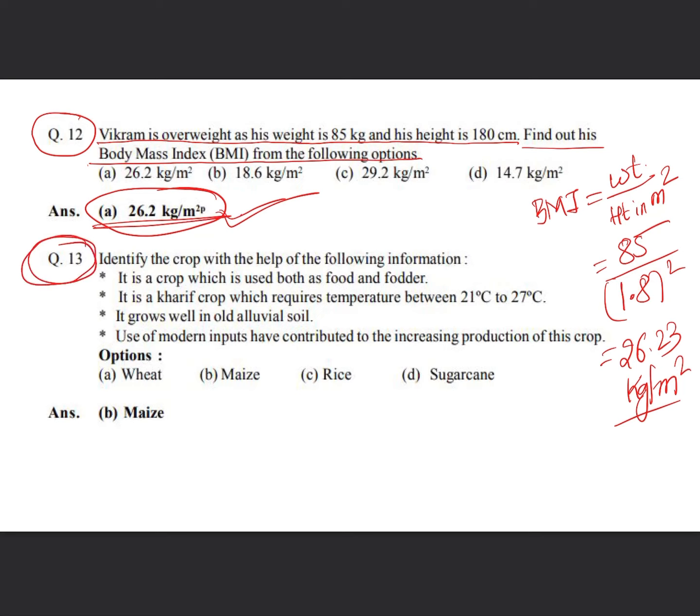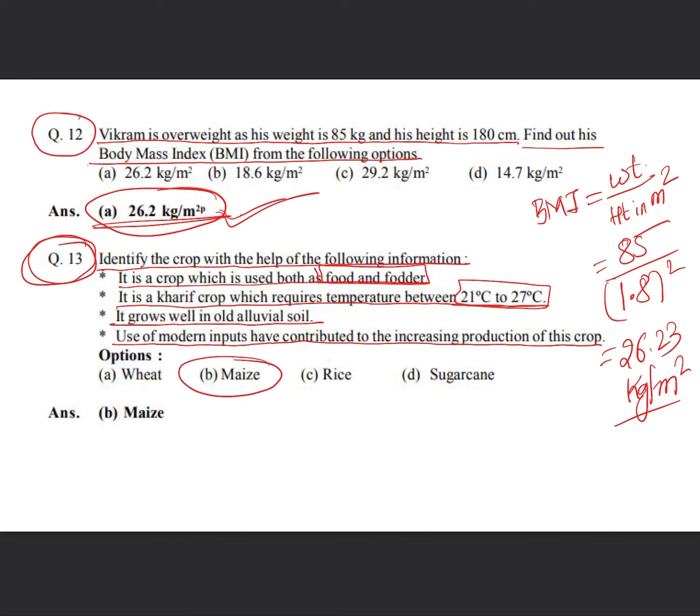Next, question number 13. Identify the crop with the help of the following information. It is a crop which is used both as food and fodder. Second, it is a kharif crop which requires temperature between 21 degrees Celsius to 27 degrees Celsius. Third, it grows well in old alluvial soil. Fourth, its use of modern inputs have contributed to the increasing production of this crop. So, as it is used for food and fodder, the option B, that is maize, is the correct answer.